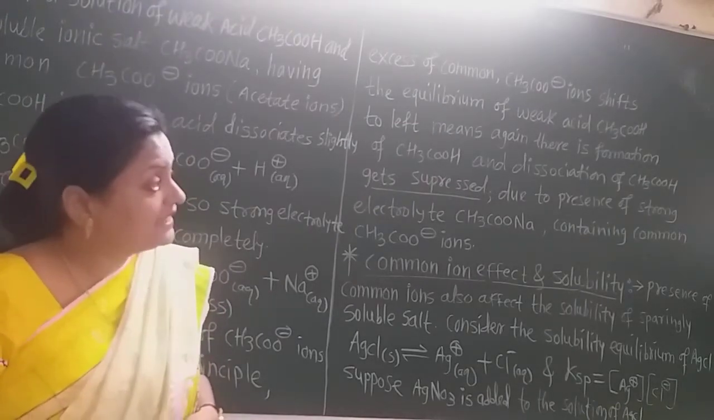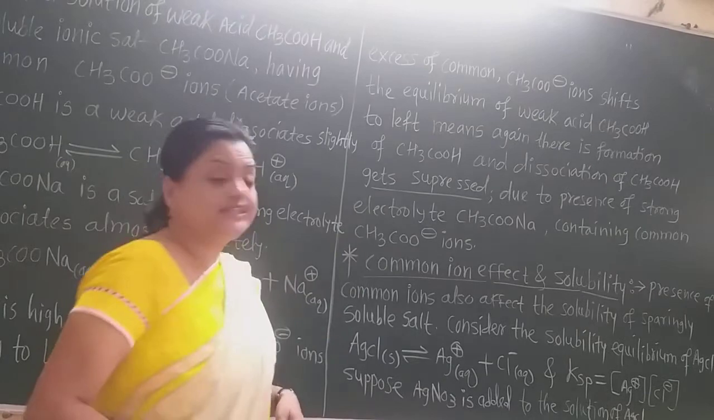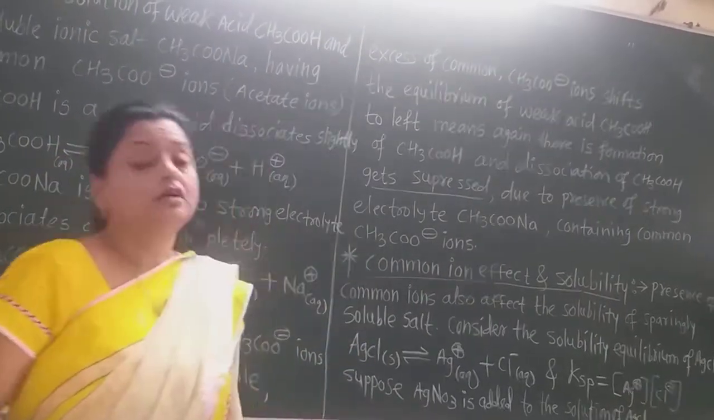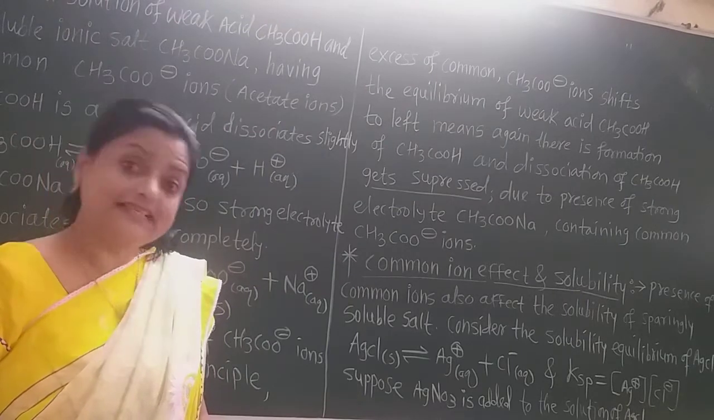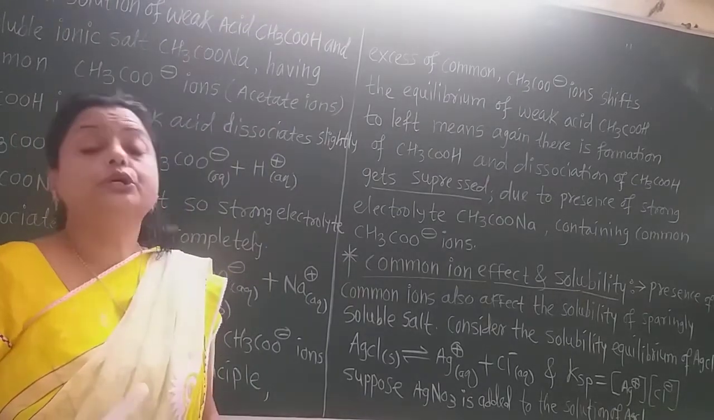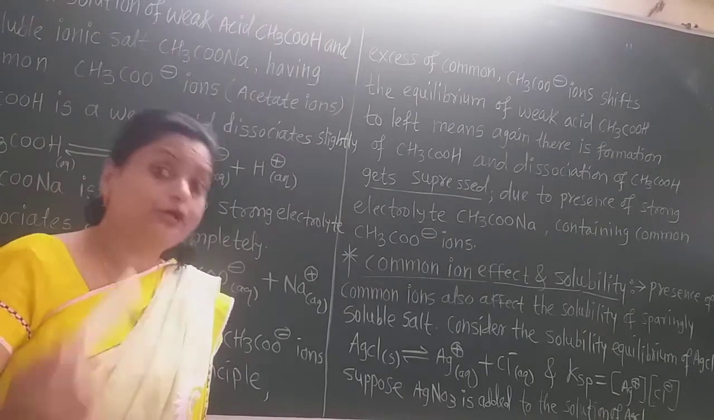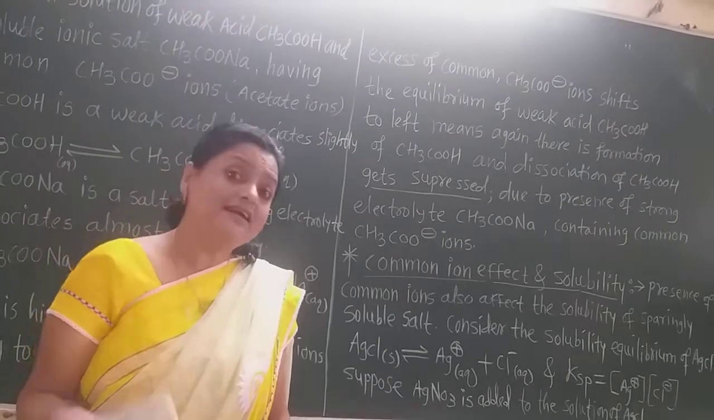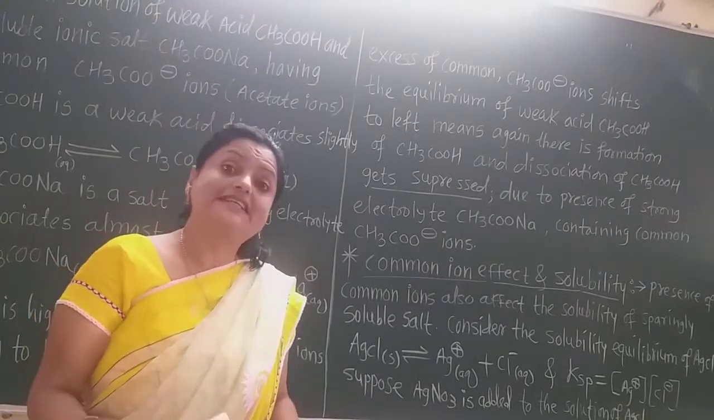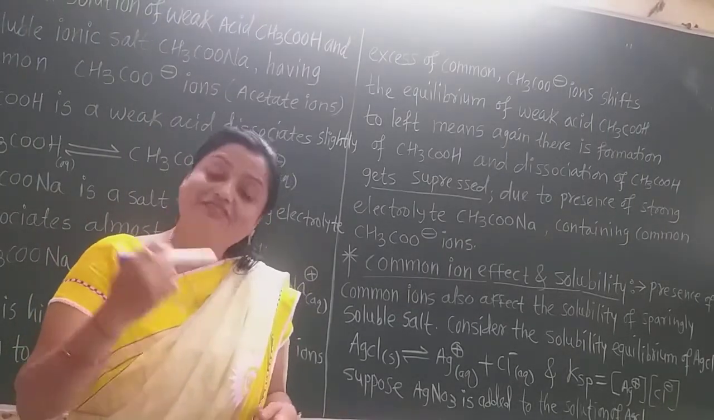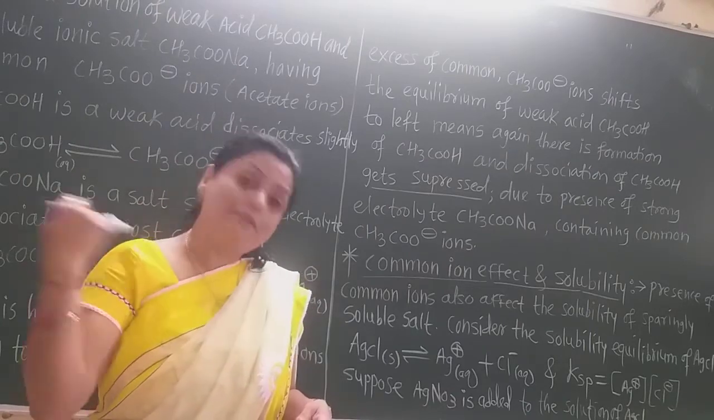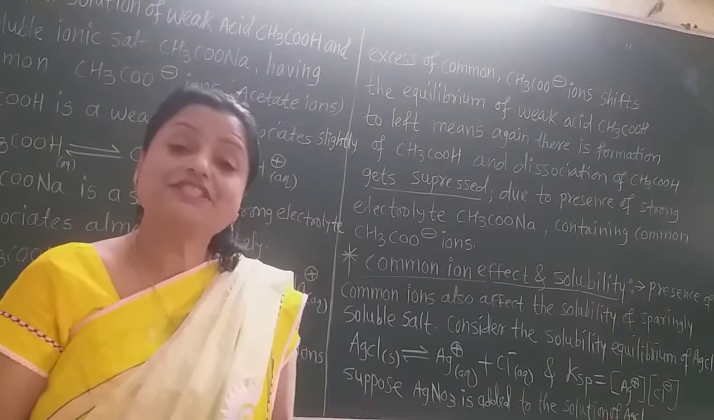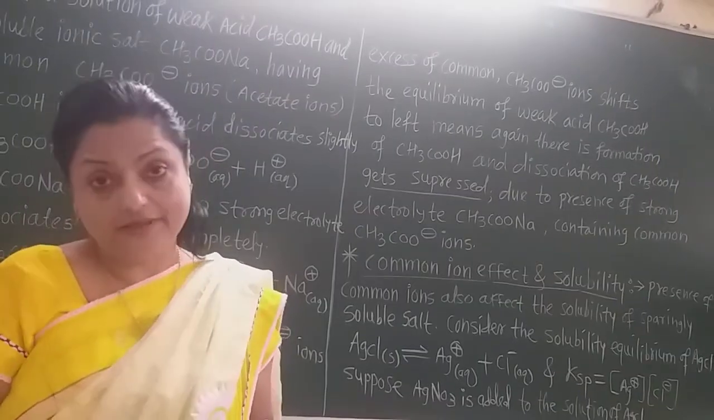So due to the presence of the strong electrolyte CH3COONa containing the common ion acetate ion, the dissociation of the weak acid, acetic acid, gets suppressed due to the addition of the strong electrolyte CH3COONa. Due to the common ion effect, the dissociation of acetic acid decreases and the equilibrium shifts to the left, that means undissociated acetic acid forms, and in this way this is due to the common ion effect.